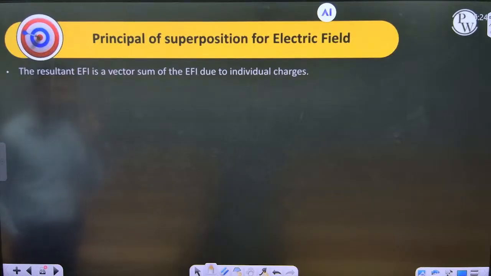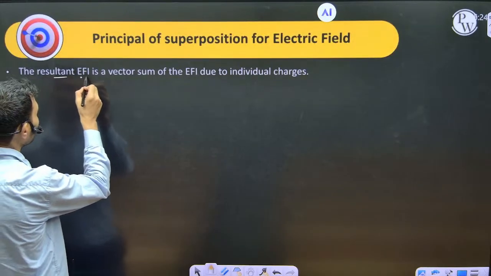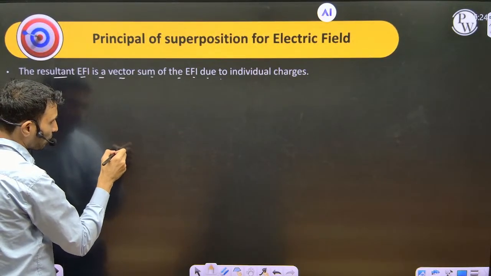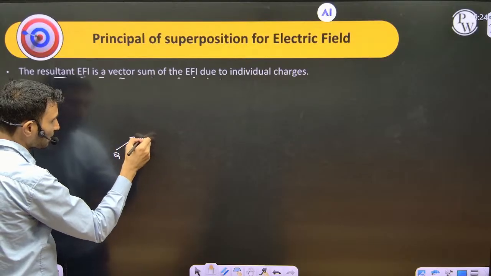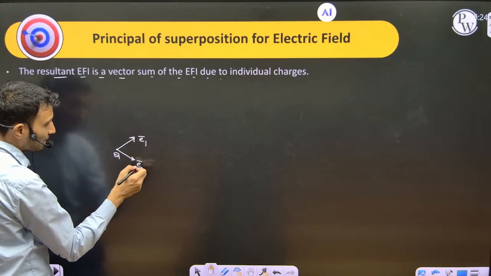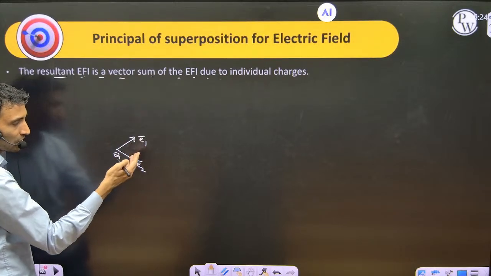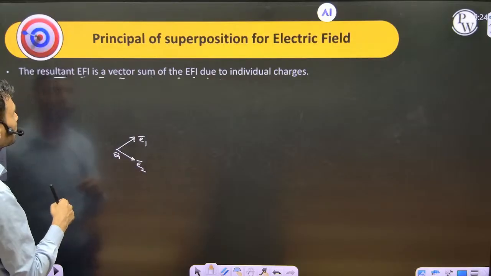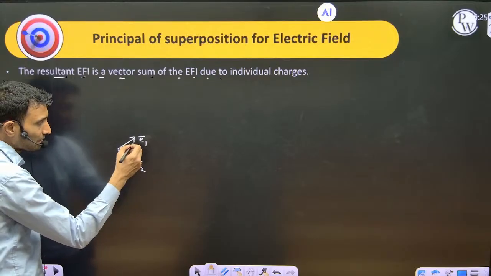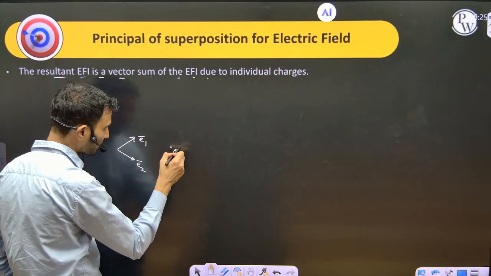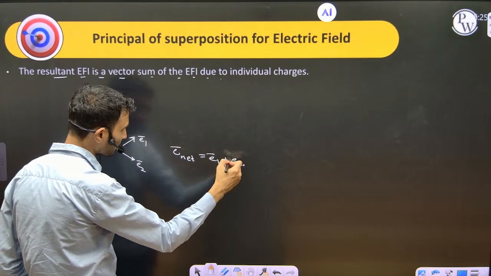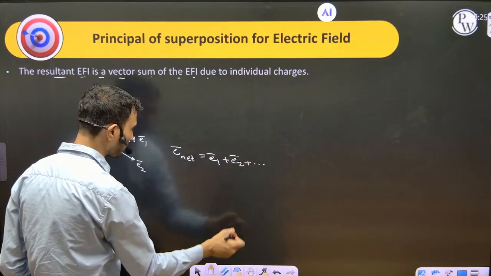Principle of superposition of electric field. The resultant electric field is the vector sum of the electric field due to individual charges. So on one charge, net electric field will be the sum of the electric field due to other charges. Let us say this is the electric field due to some other charge, and this is the electric field due to some other charge. So at one point, net electric field will be the sum of the two electric fields. Net will be equal to E1 plus E2, and so on. If there are more fields also, then also so on.